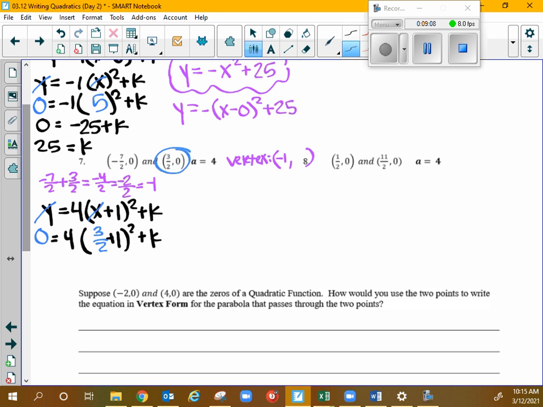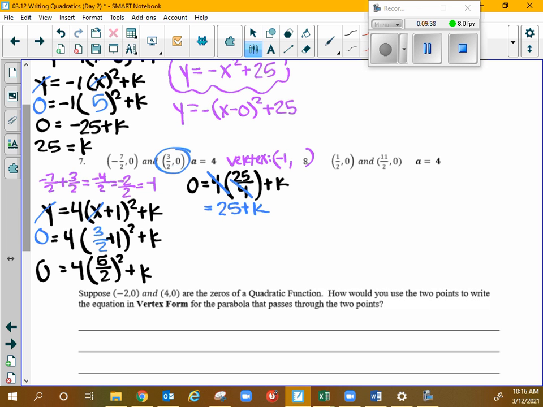Here's where it gets fun. What's 3 over 2 plus 1? 5 over 2 squared. 25 over 4. You have to square both. So we've got 0 equals 4 times 25 over 4 plus k. You guys have a calculator, so you can just multiply those, but we know that this happens, right? So it's just 25 plus k. So k is negative 25.